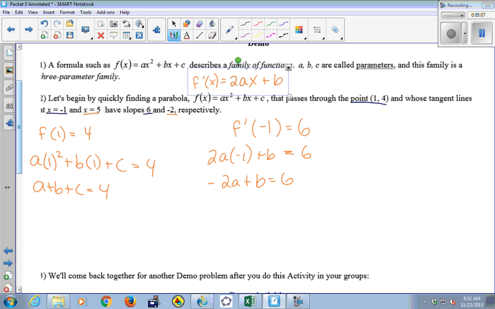So now I have 2 equations. I need one more because I have 3 unknowns. And my last one is that the tangent line at x equals 5 has slope -2. So that means that f prime at 5 should be -2.